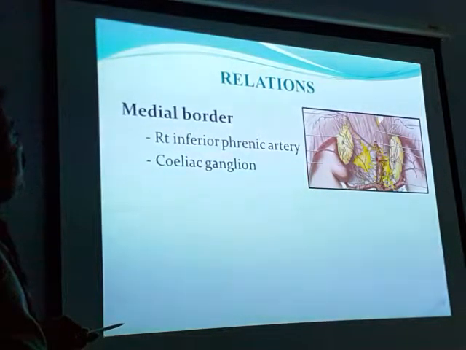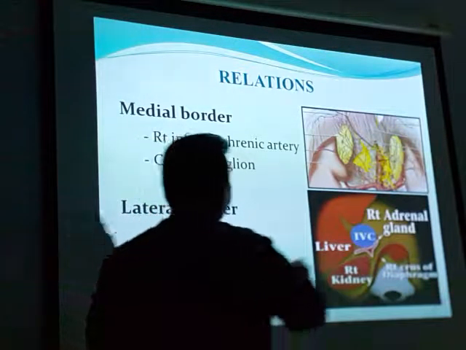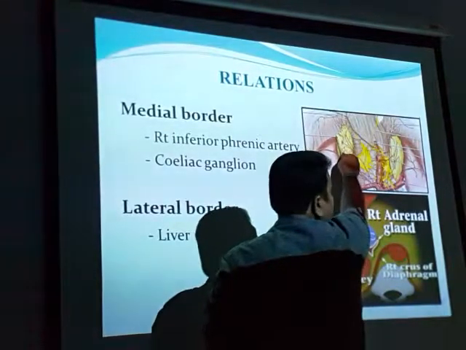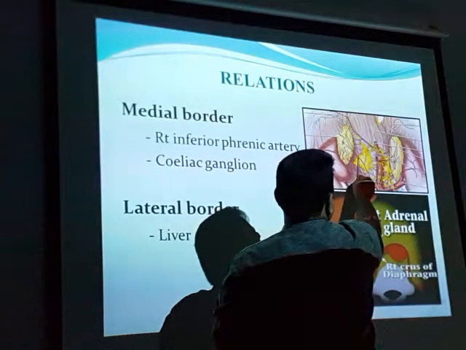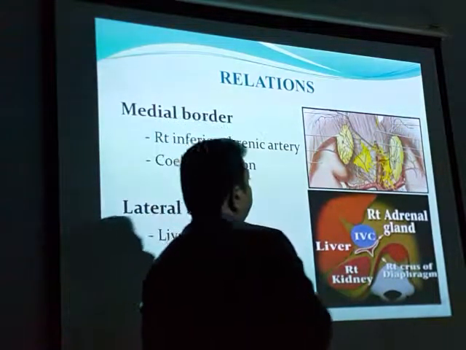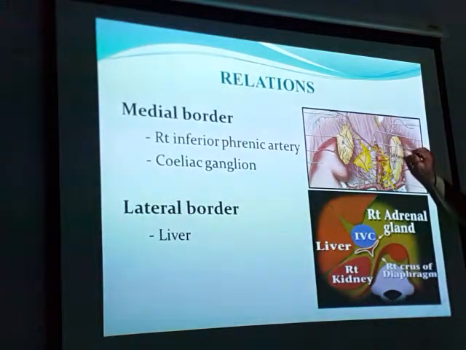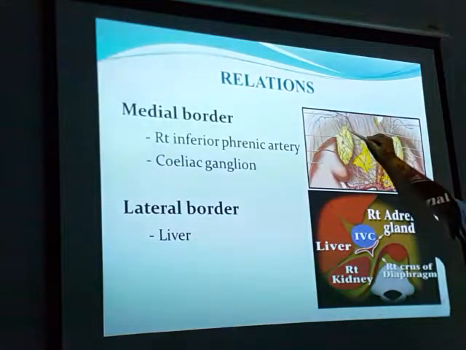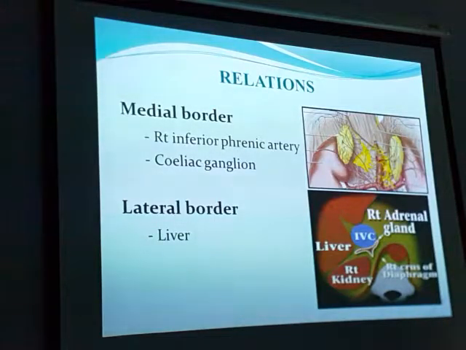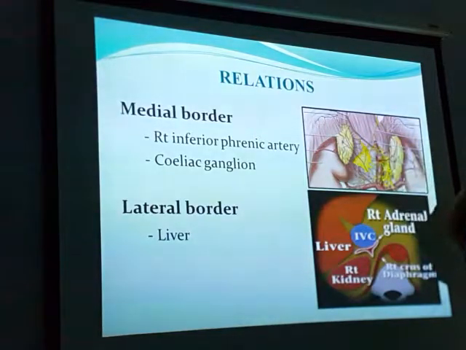And next is about the medial border and the lateral border. The medial border is related to the right inferior phrenic artery. Here is the abdominal aorta, and the ventral branches from it are the inferior phrenic arteries, right and left. So the medial border is related with the inferior phrenic artery. Branches from this artery supply the suprarenal gland.